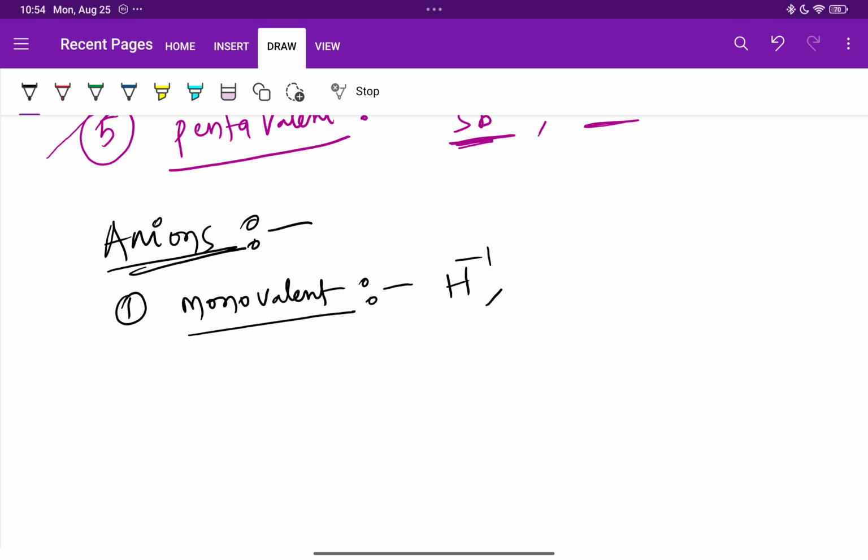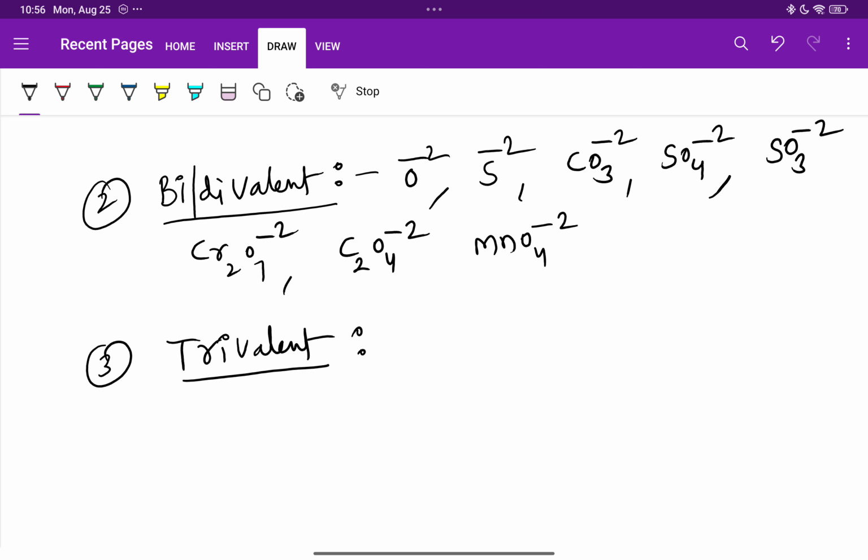Next, the third one, trivalent anions. N minus 3 nitride, P minus 3 phosphide, PO4 minus 3 phosphate, PO3 minus 3 phosphite, BO3 minus 3 borate. So these are the good examples for trivalent anions because they have minus 3 charge on them. So very important. So these are the types of cations and anions.